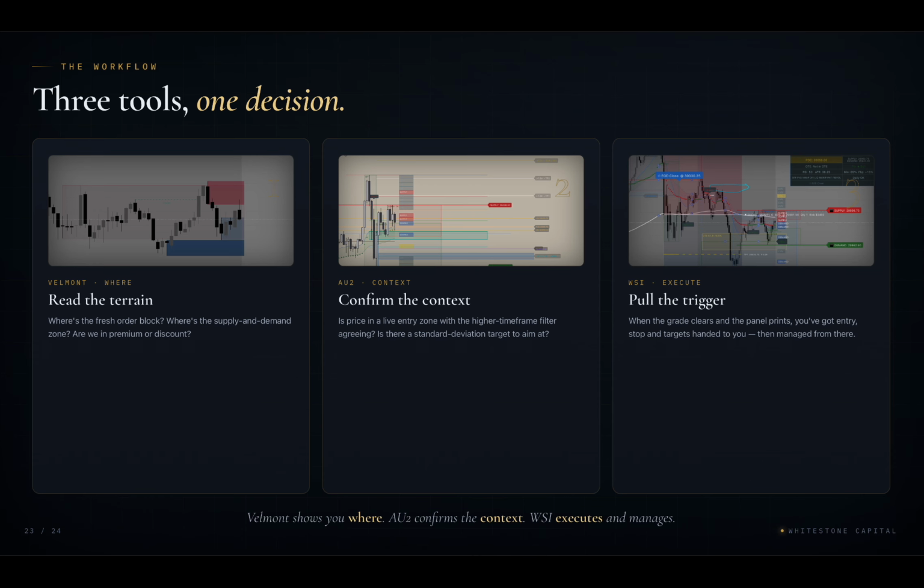So how do you actually trade this? Here's the simple stack. 1. Open Velmont and read the terrain. Where's the fresh order block, and are we in the premium or are we in the discount?